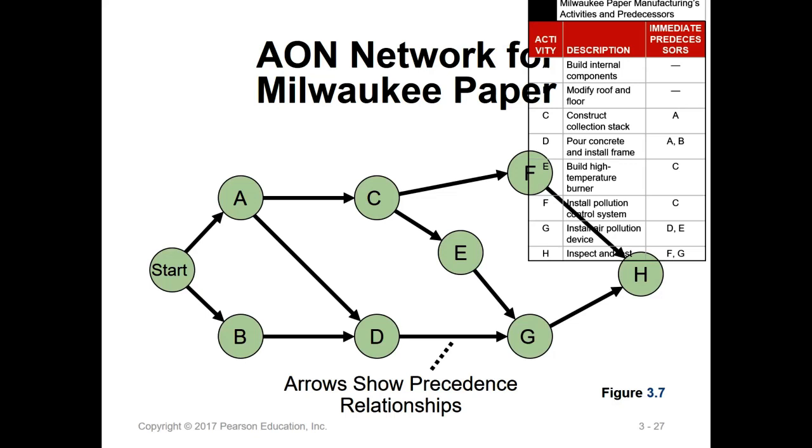So C has a prerequisite. E has a prerequisite C. F has a prerequisite C. And G has two prerequisites, both D and E. And H has both.